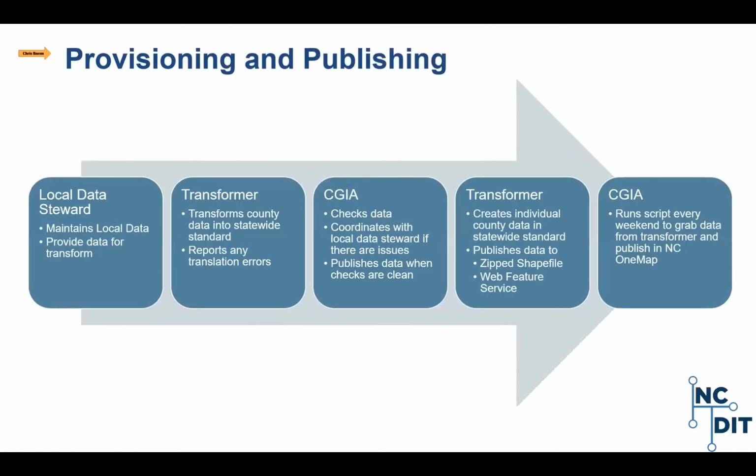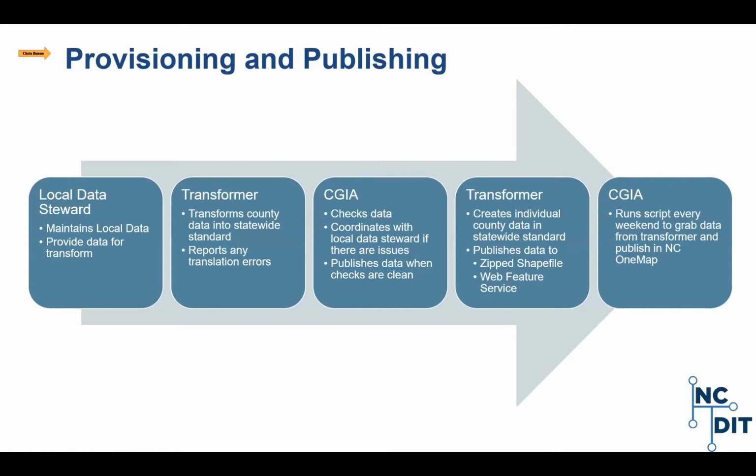So digging into a bit of the details, again, just to reiterate the provisioning and publishing process: the local data steward maintains the data and provides the data into the transformer. The transformer translates the county data into a statewide standard and reports any translation errors. And CGIA checks the data in these initial transform files for those errors and coordinates with the county data steward as and when needed. And we publish the data once the transforms are clear of all errors.